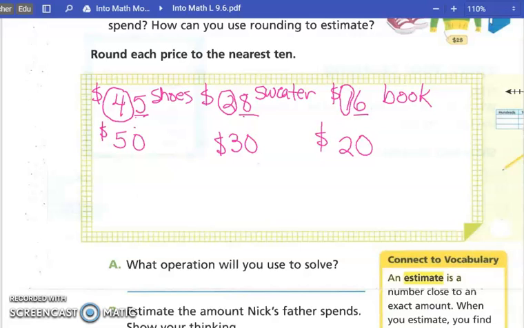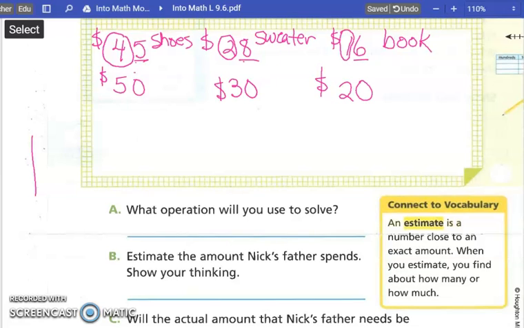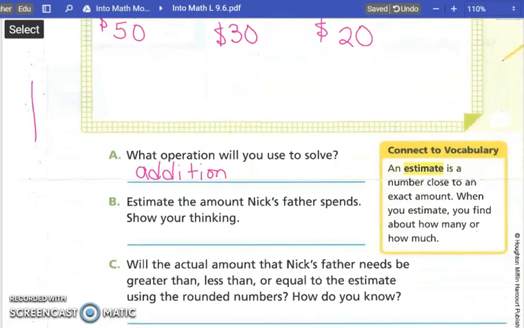Now, what are we going to do? How are we going to figure out how much money he spent? What operation are you using? Addition. We're going to add all those together to find out how much he spent, right? Estimate the amount Nick's father spends. Show your thinking. Okay, so we're going to add all these monies together.